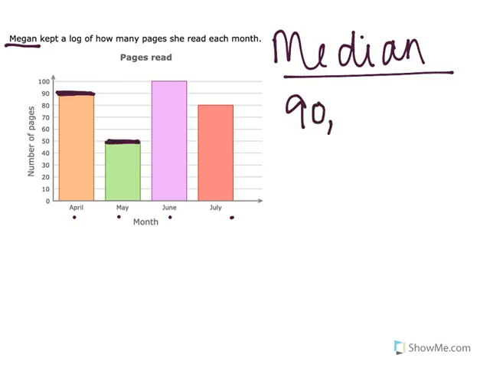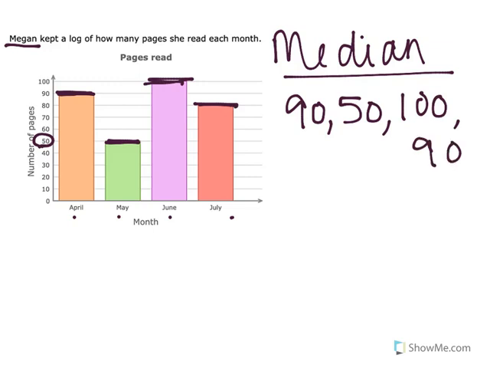In May, she read 50 pages. In June, she read 100 pages. And in July, she read 90 pages. I know that in order for me to find the median or the middle number of my data set, I need to first order my numbers from least to greatest, so the smallest number to the largest.